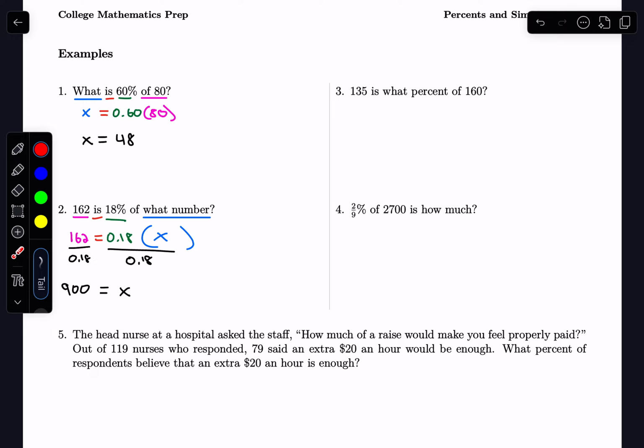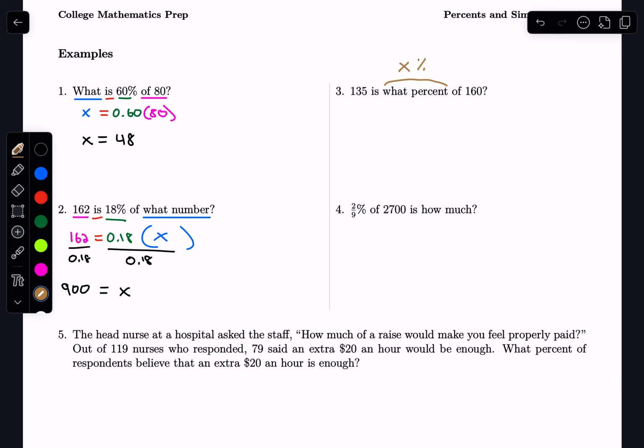All right, number three, this is where it gets a little more complicated. We have that 135 is what percent of 160? Where it says what percent right here, the word "what" is what we're solving for, but that percent is on it. So what is x, but percent is still percent.